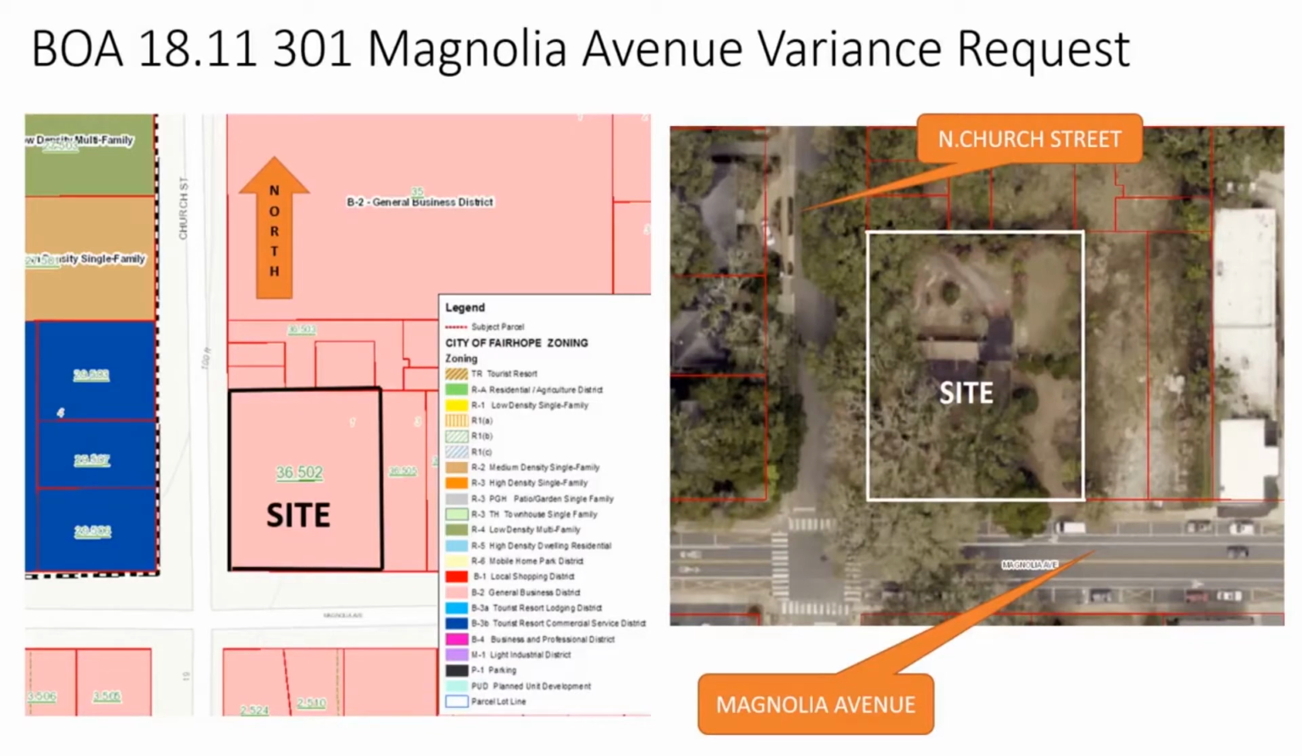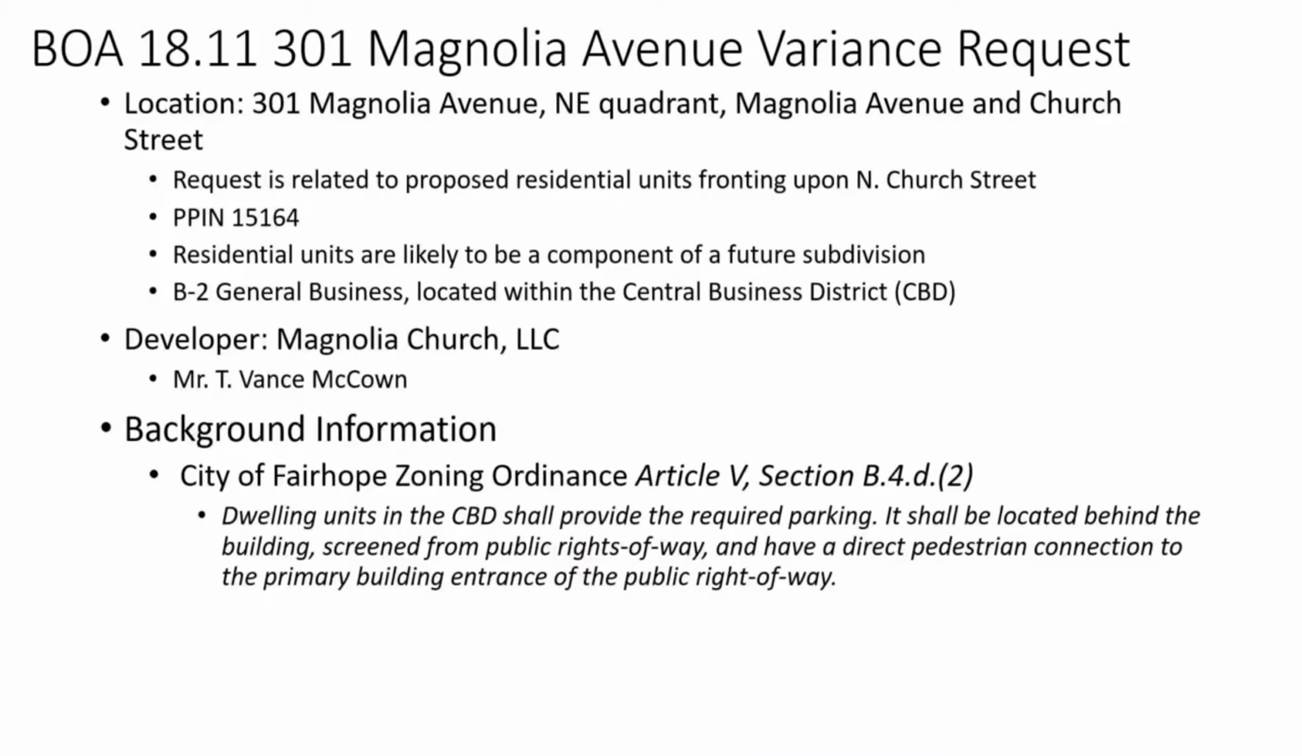And of course, we have the area marked with a white outline in the aerial photograph on your right, with both North Church Street and Magnolia Avenue marked. And so we'll go through the basic background information. The request is related to the proposed residential units running upon North Church Street. The units themselves are likely to be a component of a future subdivision, and we'll have a drawing of the site that you'll see here very shortly.